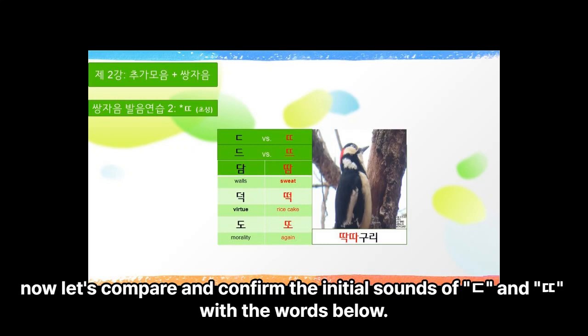Continuing, if you can differentiate the initial sounds of songdigut and tiut and pronounce them correctly, now let's compare and confirm the initial sounds of digut and songdigut with the words below.